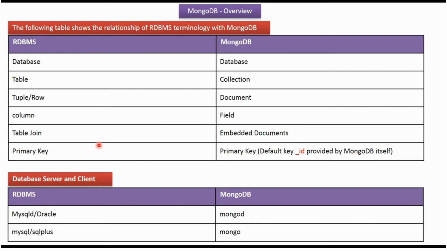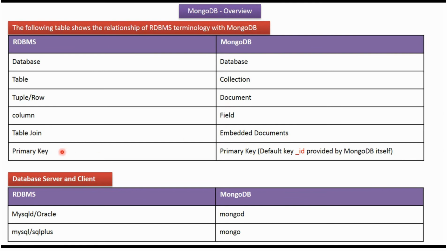Here you can see the table which shows the relationship of RDBMS terminology with MongoDB. In RDBMS, it is database. In MongoDB also, it is database. In RDBMS, table, and the corresponding term in MongoDB is collection. In RDBMS, row, and the corresponding term in MongoDB is document. In RDBMS, column, and the corresponding term in MongoDB is field. In RDBMS, table join, but in MongoDB, it is embedded documents.